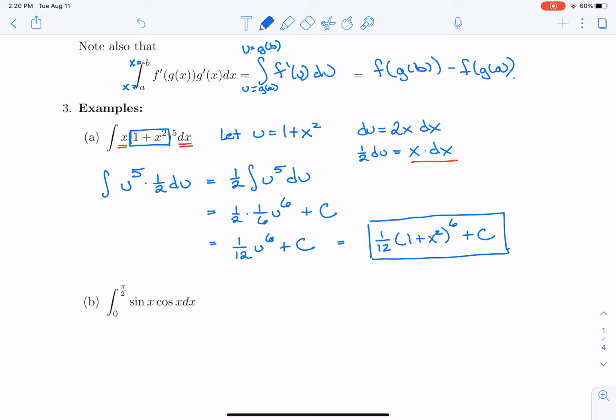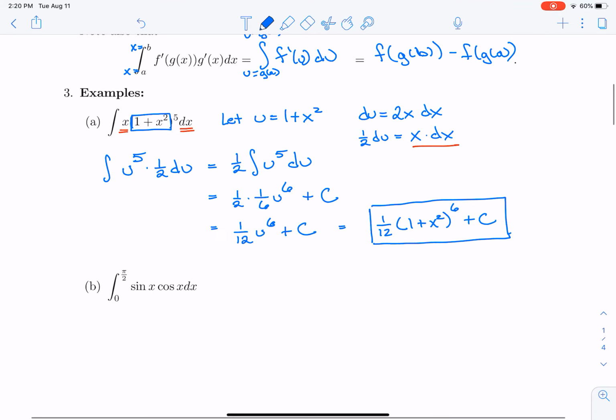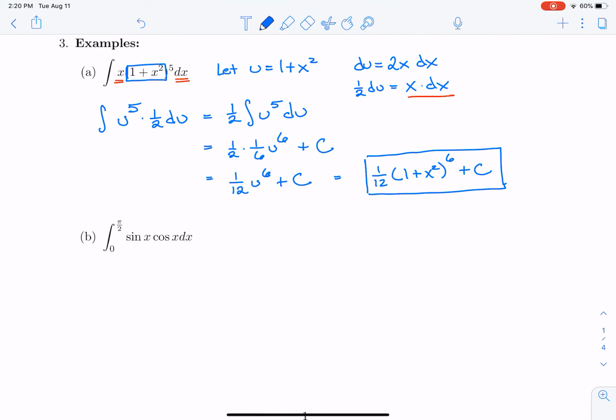Okay, let me do another example. My next example is the integral of sine x times cosine x. On first glance, you might look at this and say, well, I don't even see a composition of functions. And that's true. It's hard to see the composition of functions here. But what I do see is that cosine x is the derivative of sine x. And so I'm going to let u be sine x, because then du, the derivative, is going to be cosine x dx.